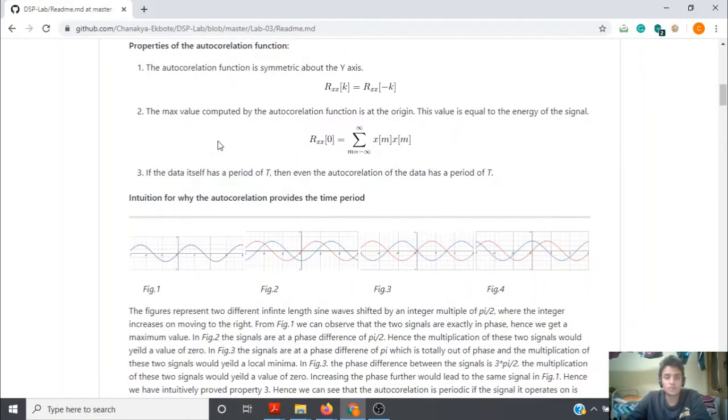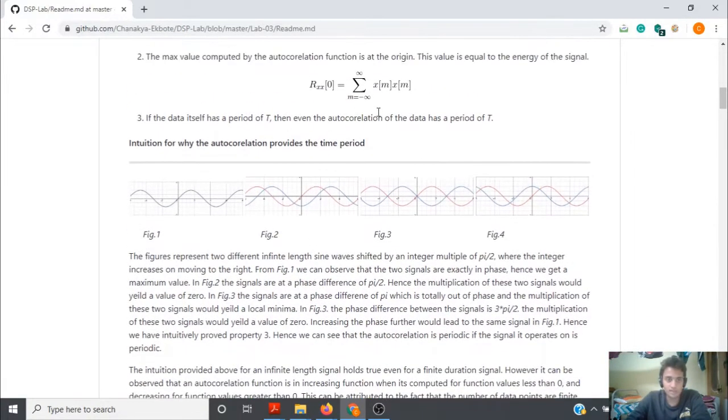Now, what are the properties of the autocorrelation function? Since you're just multiplying the signal by a time delayed version of itself, either when you move it forward or when you move it backward, you'll get the same signal back, right? Hence, it's symmetric about the y-axis. And like we discussed before, the max value is at the origin itself.